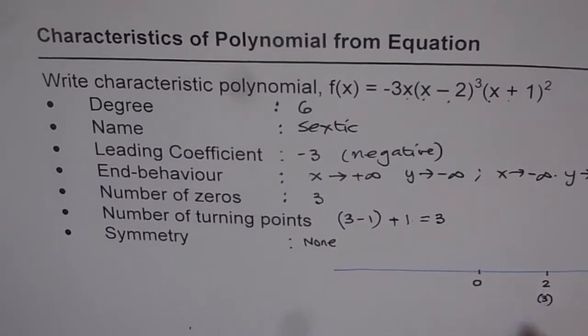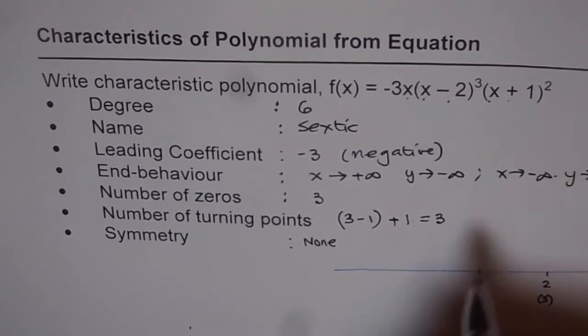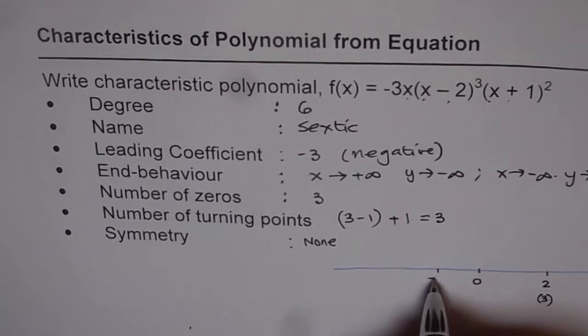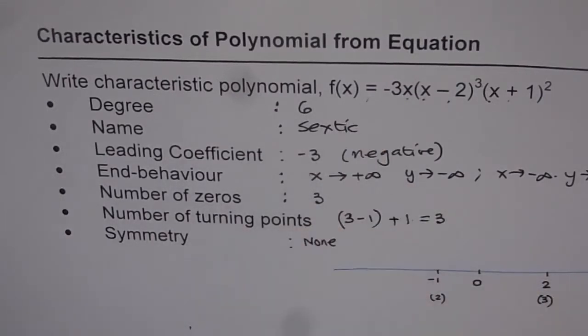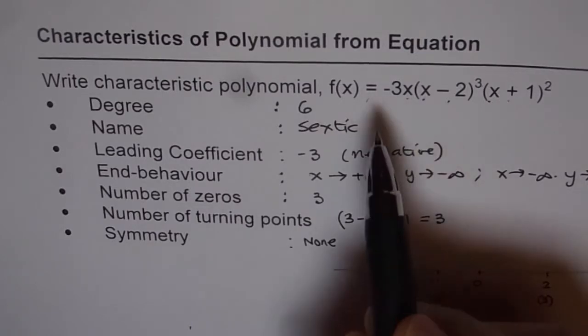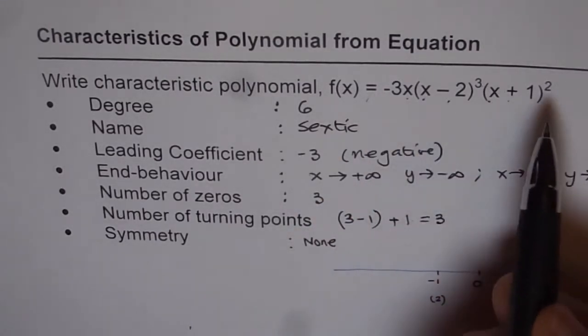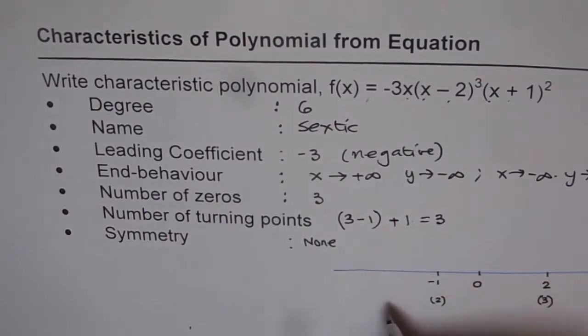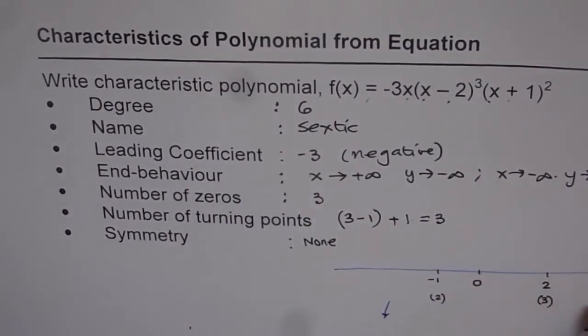Its order is 3. And this one is at minus 1. Let's say this is my minus 1. And the order of this zero is 2, right? And behavior is, as you can see from here, minus. That means it's a 2. We say 6, right? So even degree minus. So end behavior is like going down here. That is the end behavior.